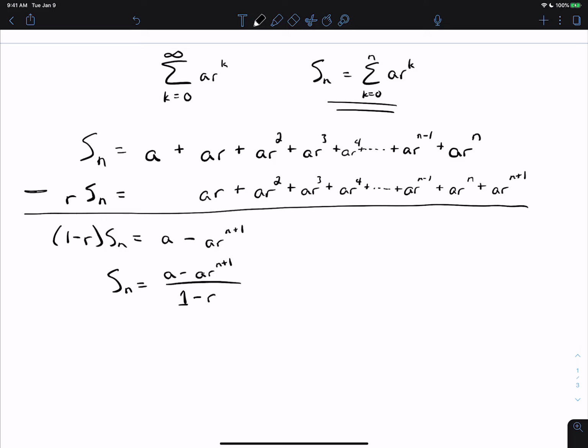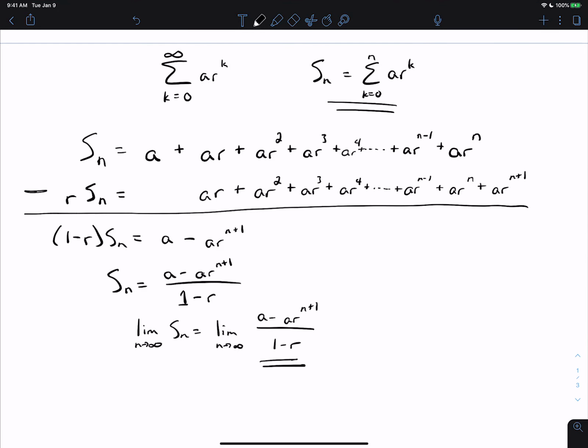So now the idea is this is the nth partial sum for any n for any given geometric series. And so what we're looking at is what is the limit of this as n approaches infinity. So we're going to write it this way. We're going to say, okay, what is the limit as n goes to infinity of Sn? That's the limit as n goes to infinity of a minus ar to the n plus 1 over 1 minus r.